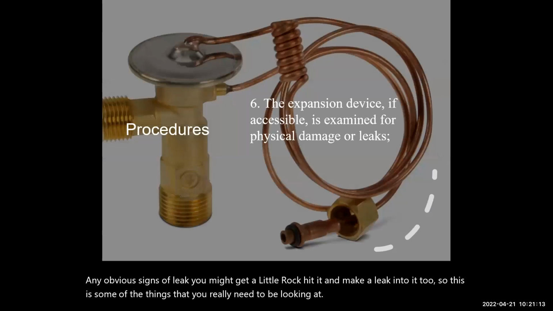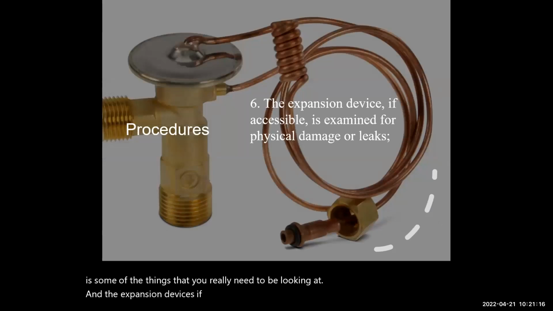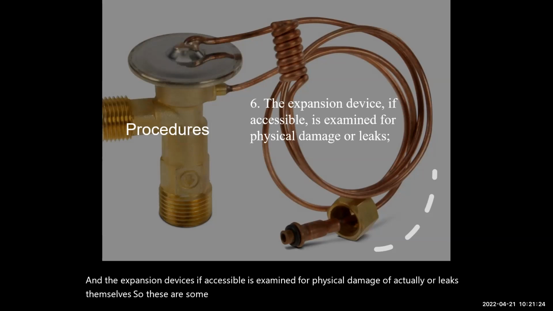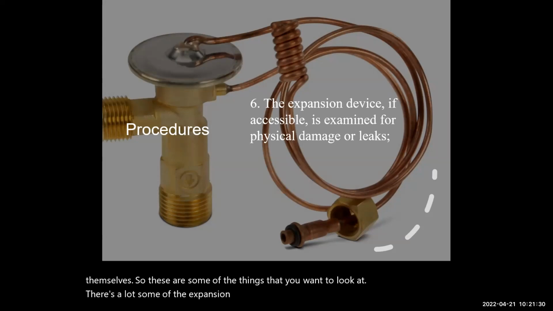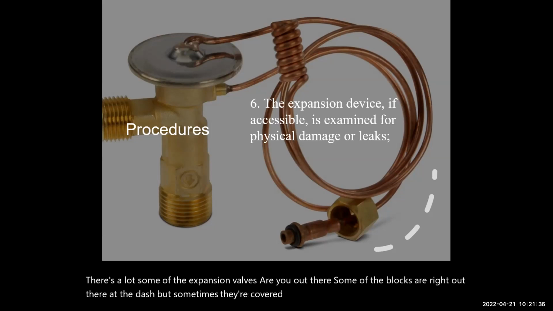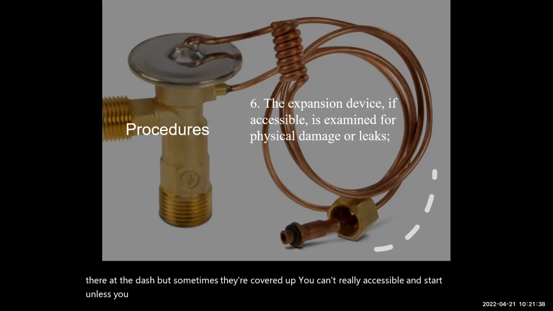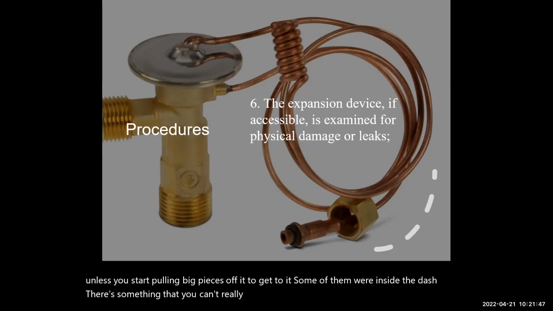And expansion devices, if accessible, are examined for physical damage or leaks themselves. So these are some of the things that you want to look at. Some of the expansion valves are out there. Some of the blocks are right out there at the dash, but sometimes they're covered up. You can't really access them unless you start pulling big pieces off to get to it. Some of them are inside the dash. There's something that you can't really look at, but if it's out in the open, you can actually visually find it and see it.